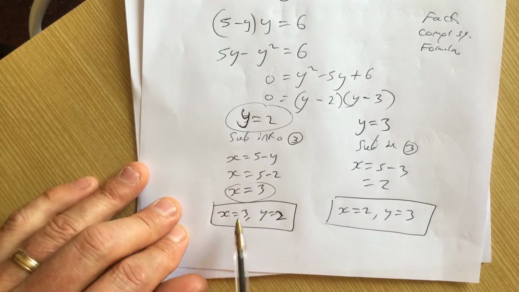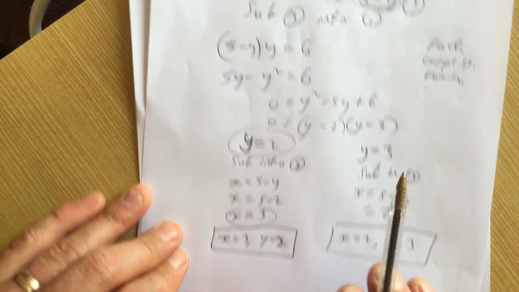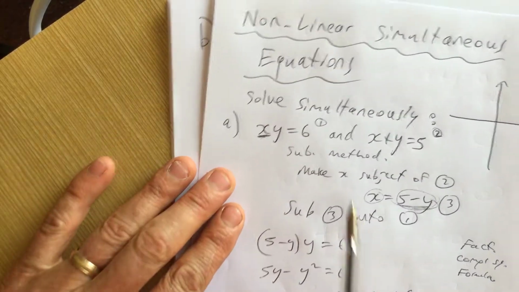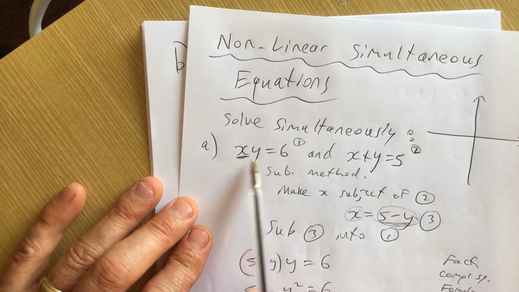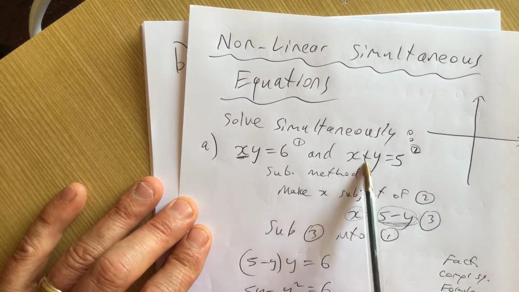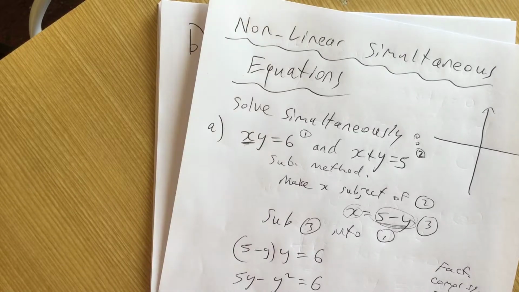They are the same numbers, but they are different solutions. And if you check it quickly, remember 3 and 2, and 2 and 3. If you check it quickly up here, you get 3 times 2 equals 6 and 2 times 3 equals 6. And over here, 3 plus 2 equals 5 and 2 plus 3 equals 5. So it works. Now, what does it mean graphically?